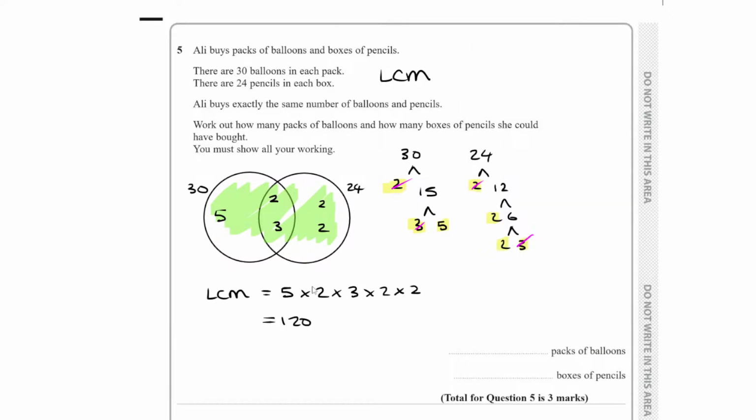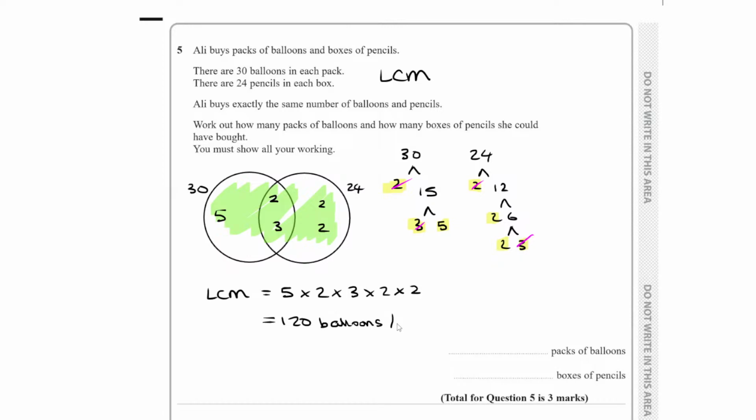Now, you might have just gone through the times tables and found it more easily. That's fine. If you don't want to use the Venn diagram method, you can just list out the times tables and you probably would have found it quite quickly, but it's up to you. So what we're saying is, this is the number of balloons and the number of pencils. Okay, this is not the packs or the boxes. This is how many balloons.